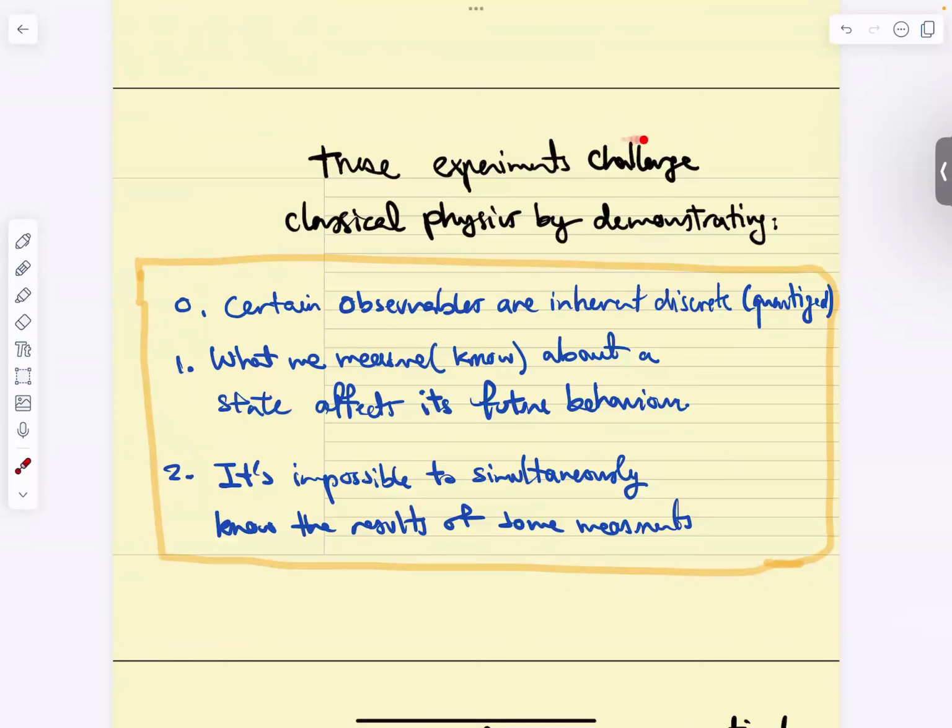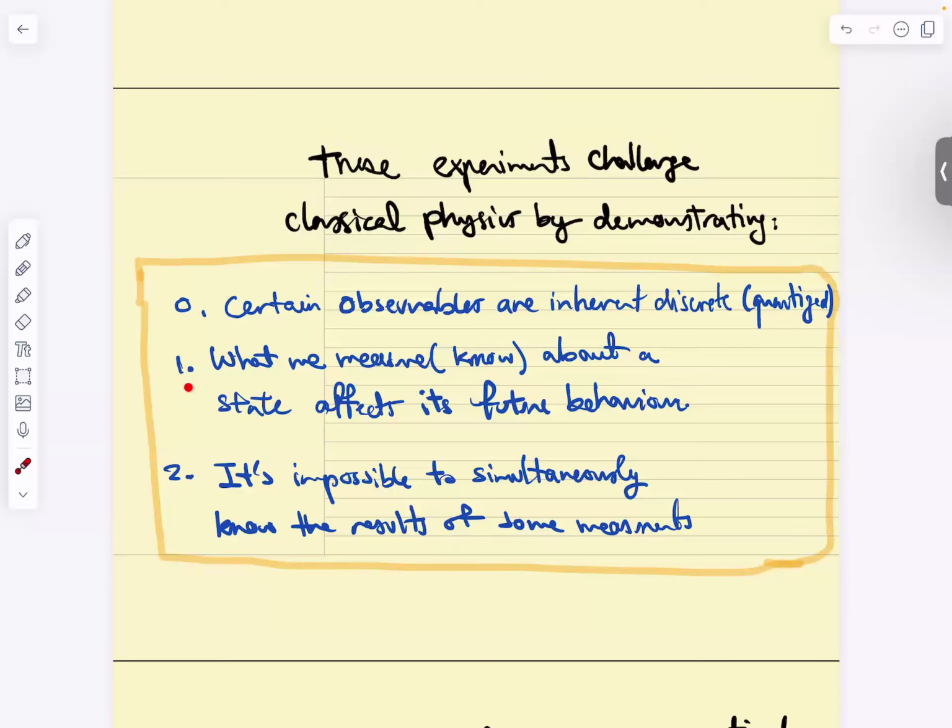So to summarize, these experiments challenge classical physics by demonstrating, at first or zeroth order, that certain observables are inherently discrete. They're quantized. And this is surprising. This already tells you that spin is a very different quantity compared to the classical angular momentum that we think of as a vector in space, right?